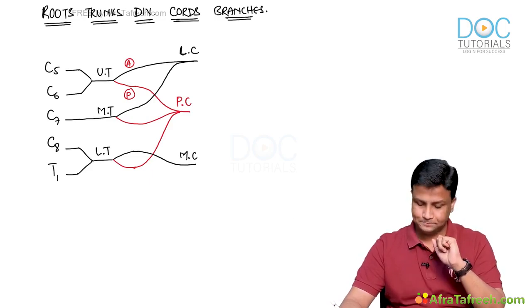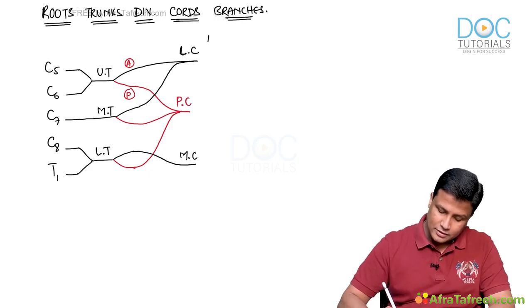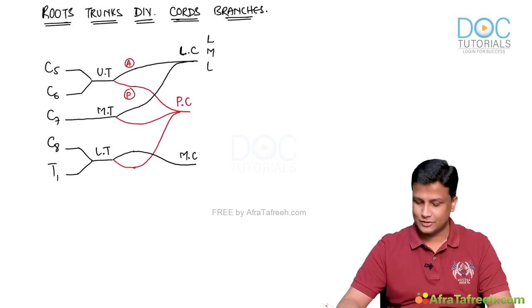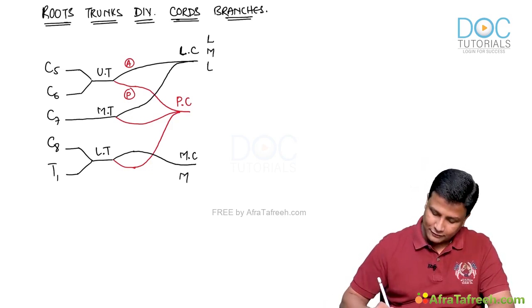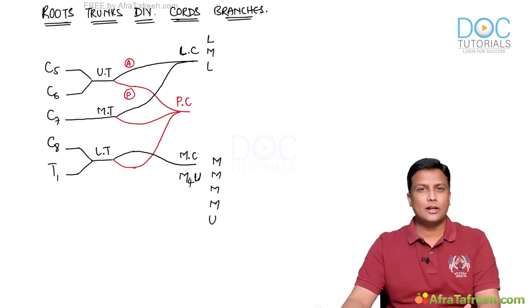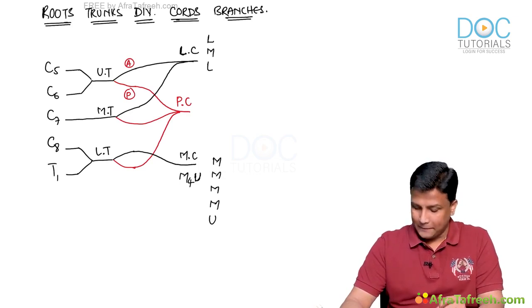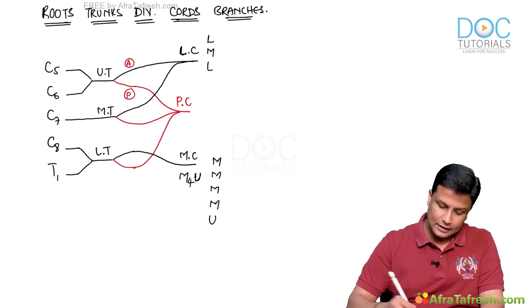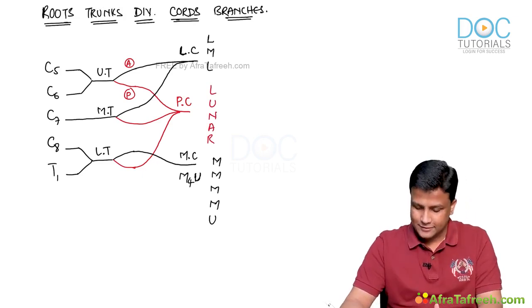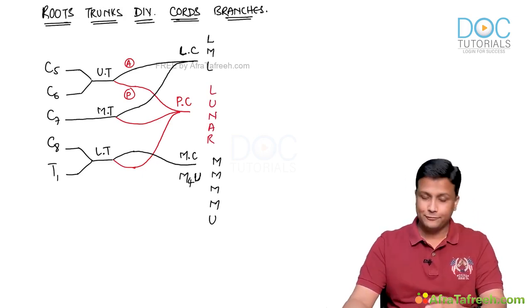Lateral chord will give you 3 branches, and those 3 branches we are going to learn as LML branches. Medial chord will give you totally 5 branches, and we are going to learn with the mnemonic as M4U. So there will be 4 M's and U, M4U. Lateral chord will give 3 branches, LML. Medial chord will give you 5 branches, M4U. And posterior chord will also give you 5 branches. Remember with the mnemonic as lunar. Lunar branches, guys. And now we are going to write down their full names.